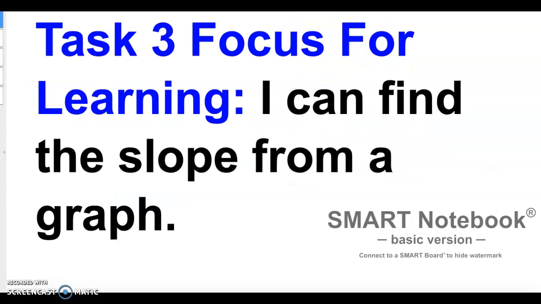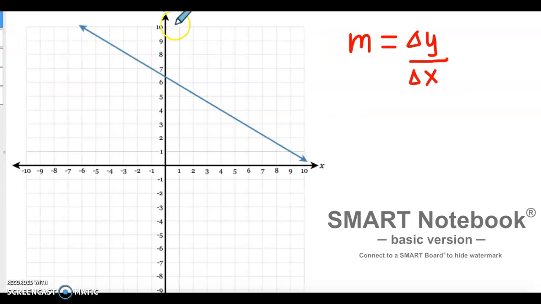All right, task 3, focus for learning. I can find the slope from a graph. So here we have a graph, and we know that slope is equal to the change in y over the change in x. Right away, before we do anything, when we have a graph, we want to look at it and figure out, is our slope going to be positive, which means the line is going uphill from left to right, or is our slope going to be negative, which means the line would be going downhill from left to right. Here, our slope is going to be some negative fraction because our line is going downhill from left to right.